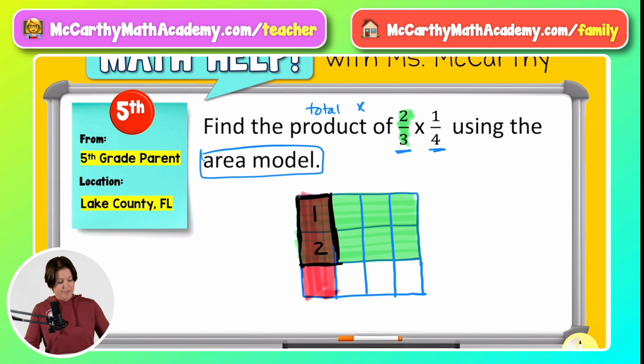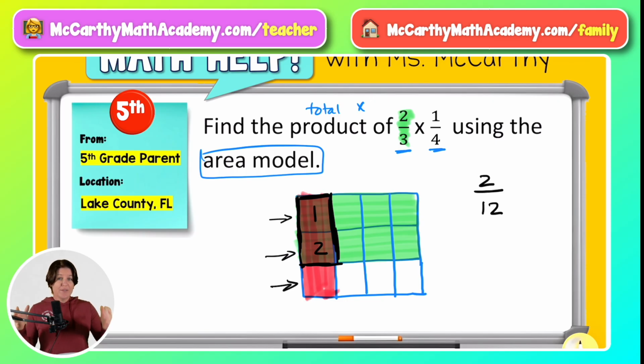2 parts. That's going to be our numerator. Out of how many total parts? Well, if we counted this, we would have 4, 8, 12 total squares. So that would be 2/12. So finding the product of 2/3 and 1/4, or 2/3 of 1/4, would be 2/12.